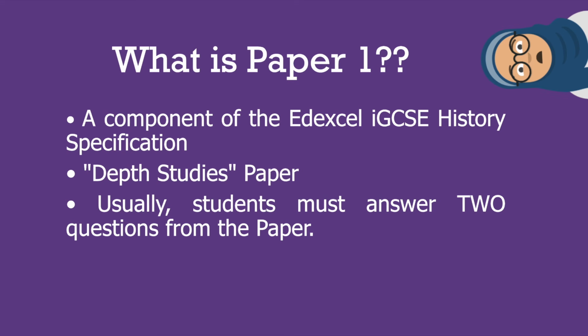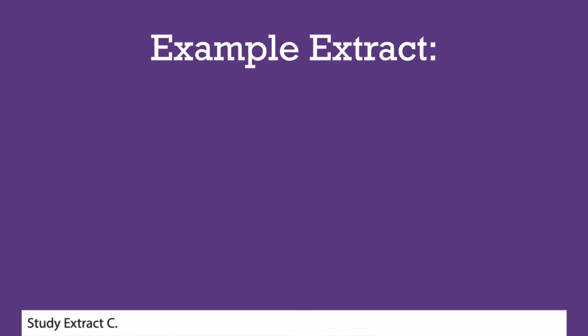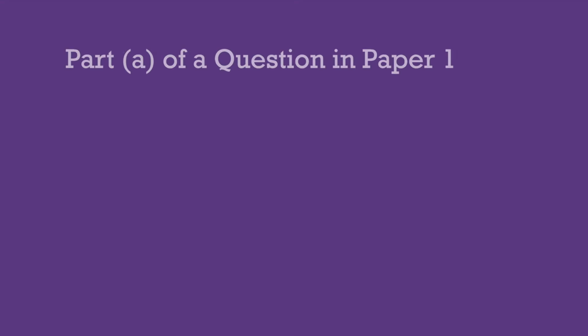One of the most important things to remember is that only 1 extract is provided for each question in paper 1. So an example extract would be something like this. This is from a sample assessment material PDF that was provided by Pearson themselves, and the link to that PDF is below. And this is about the history of Germany, the development of dictatorship. So they will give you this 1 extract and expect you to study it and analyze it and answer a number of questions based on this extract. So part A deals with answering and analyzing this extract.